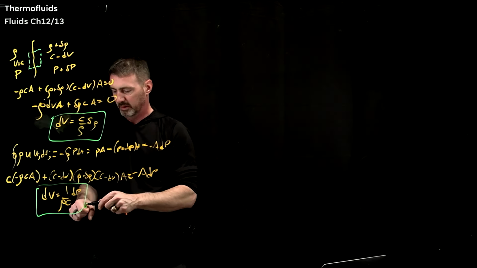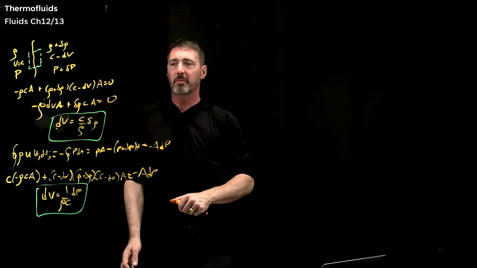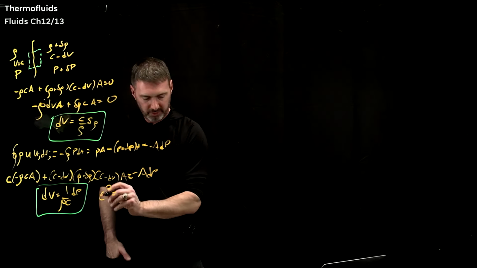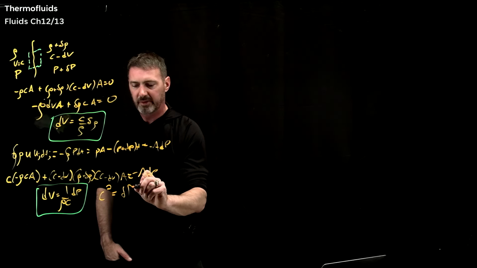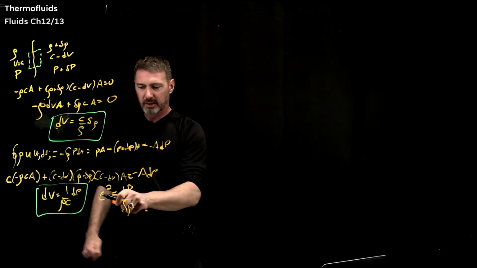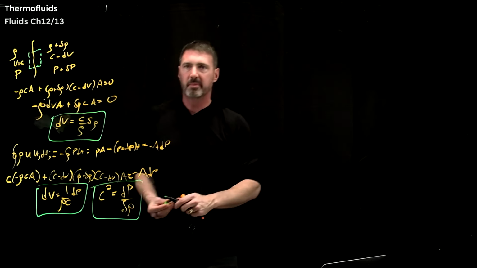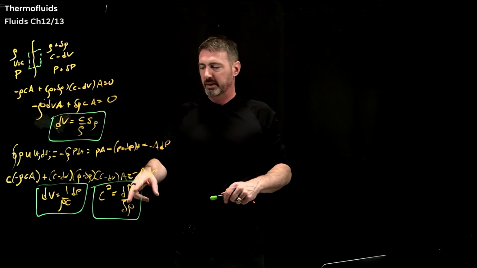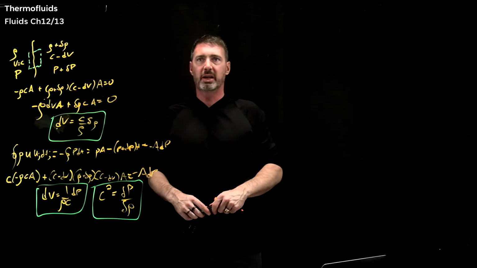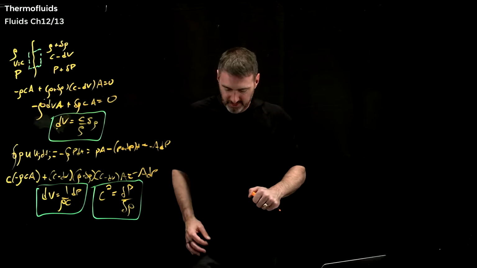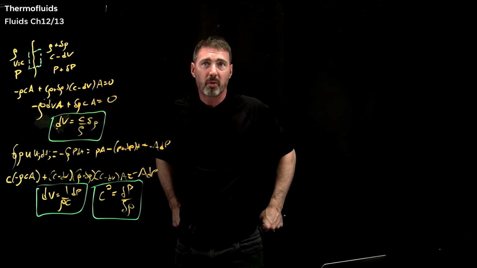Basically I have 2 forms for dV, and so you put those together, you're going to have C squared is equal to dP over d rho. Okay, so that's really the first step: the speed of sound squared is that change in pressure over the change of density. And then, let's see if we can figure out what in the world that would mean.